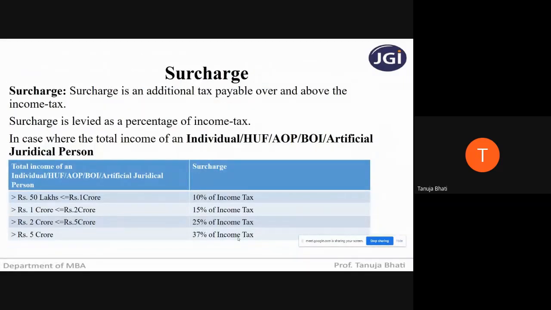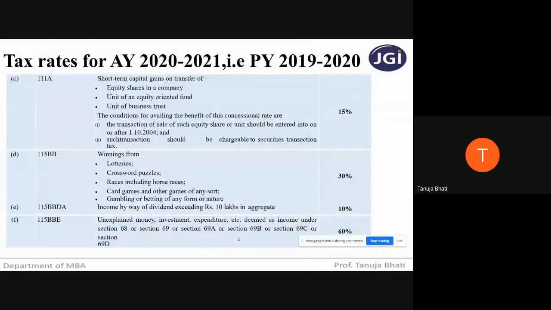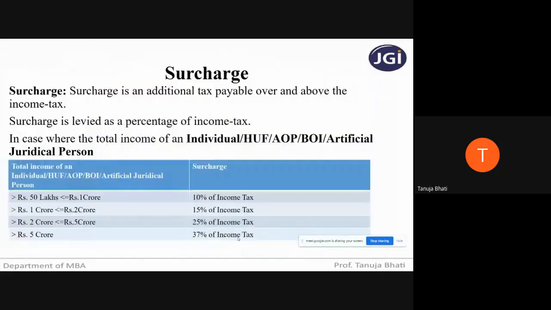Now, next, we have completed the tax rates for all the types of persons, as well as specially for capital gains and income from other sources. We have specifically seen, which in detail we will be seeing in those particular modules or chapters. Next is surcharge. Now let us see when is surcharge applicable. Now remember students, surcharge is nothing but tax on tax.